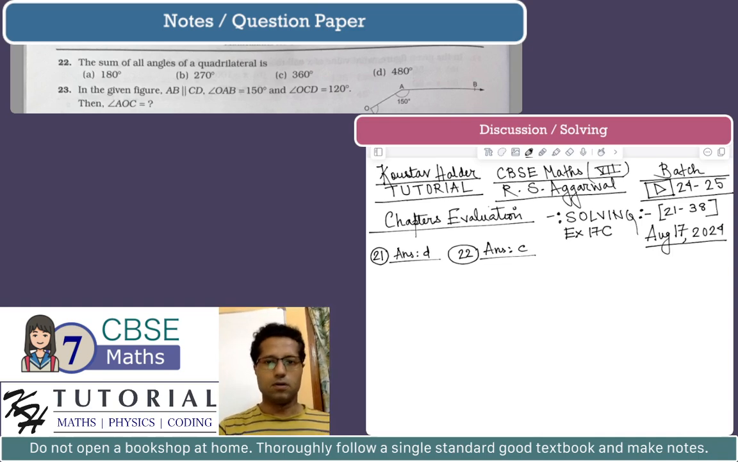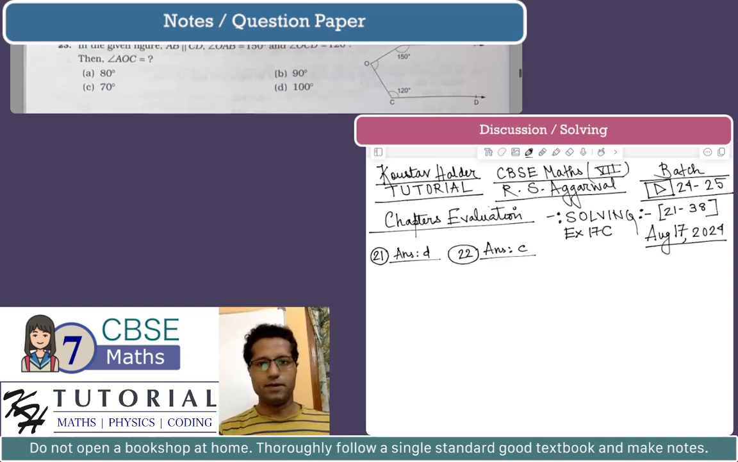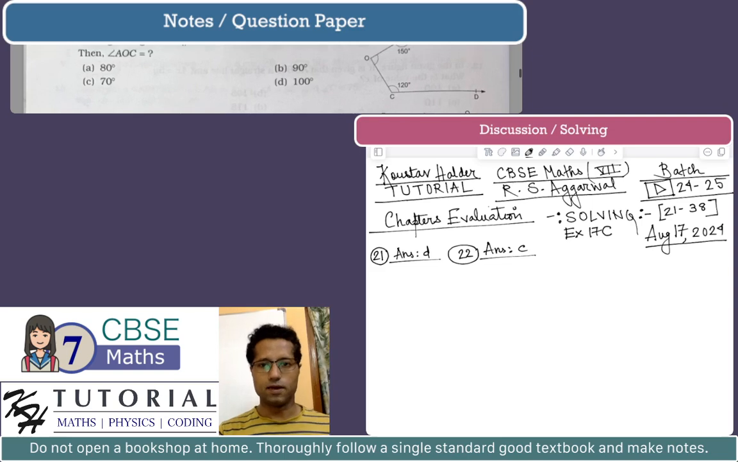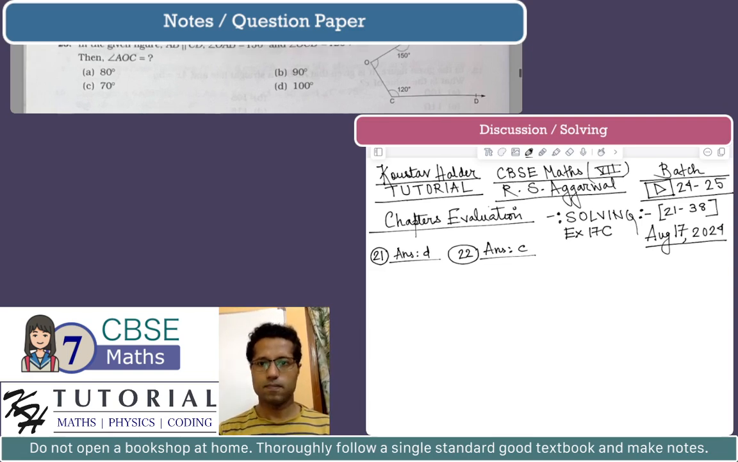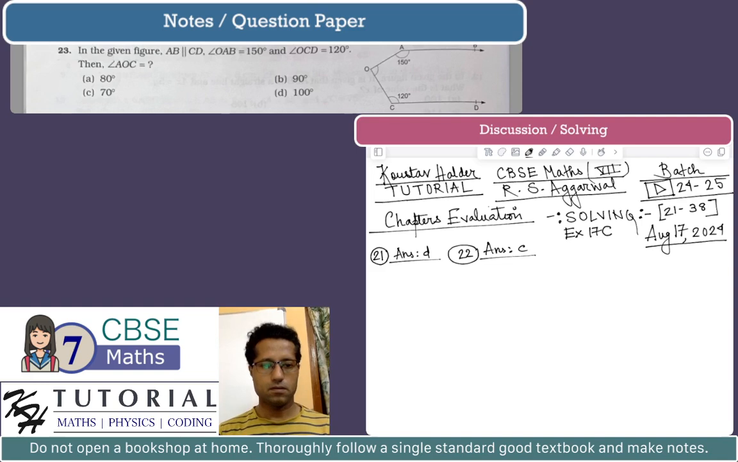Okay, so problem number 23, I hope you can see my question paper properly. Let me verify if the question paper is okay. So question number 23, we have a figure.